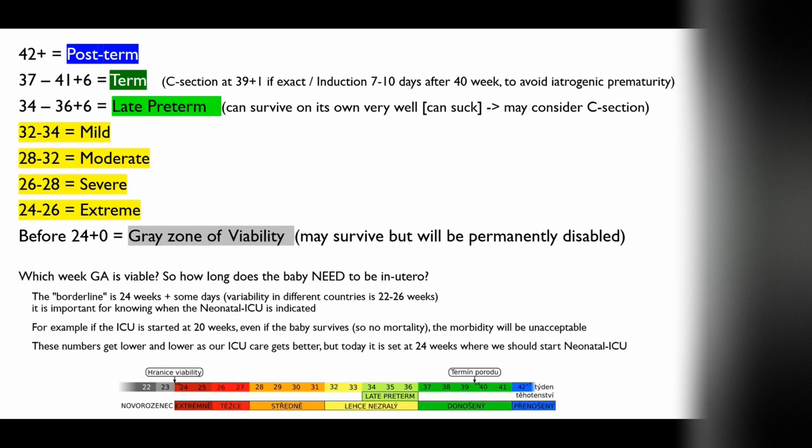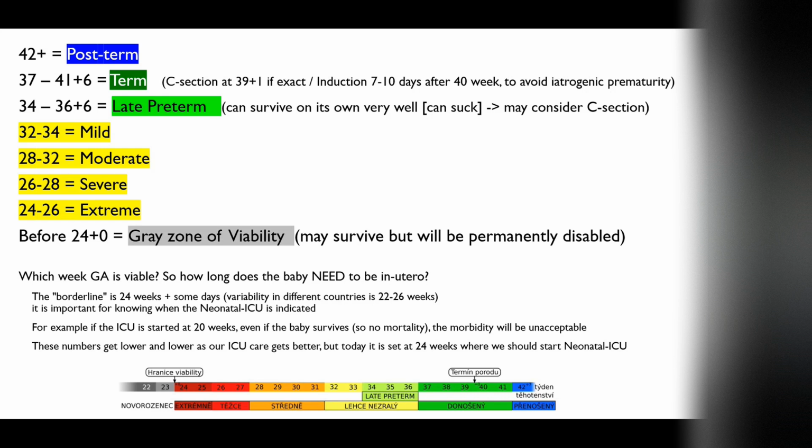So 42 and above, that's your post-term. Our term starts from 37 completed weeks until 41 plus 6, okay? So not completed 41. That's our term. A bit above 40, a bit below 40, okay? Our preterm is this one: mild, moderate, severe, and extreme. Okay, so it's easy to classify the disease, let's say, mild, moderate, severe, and extreme.